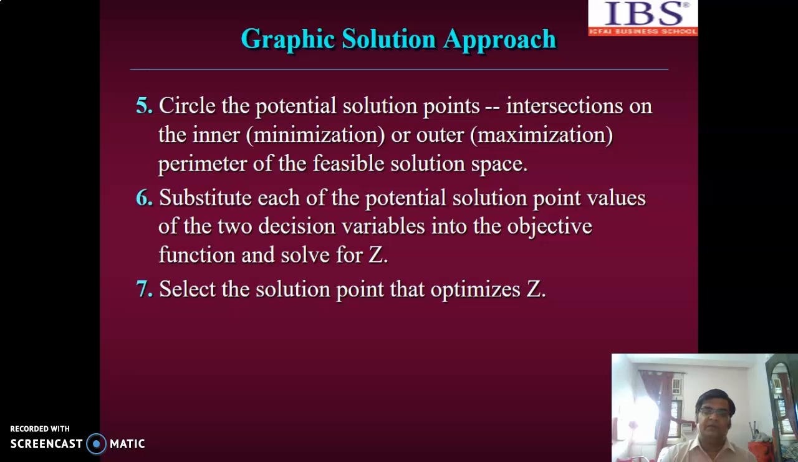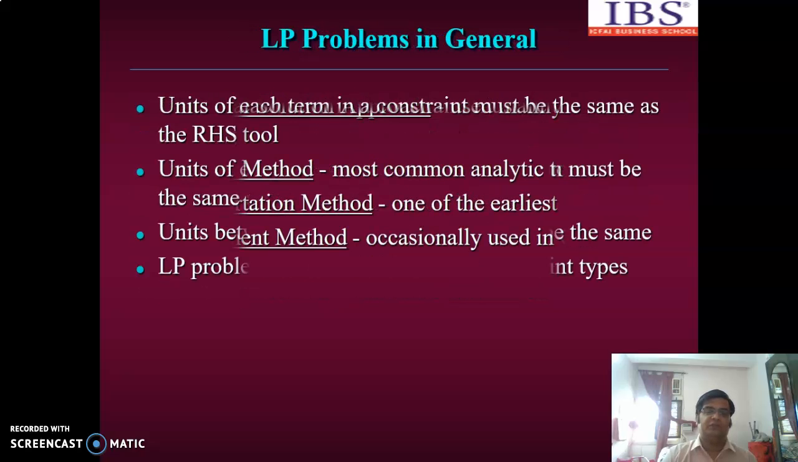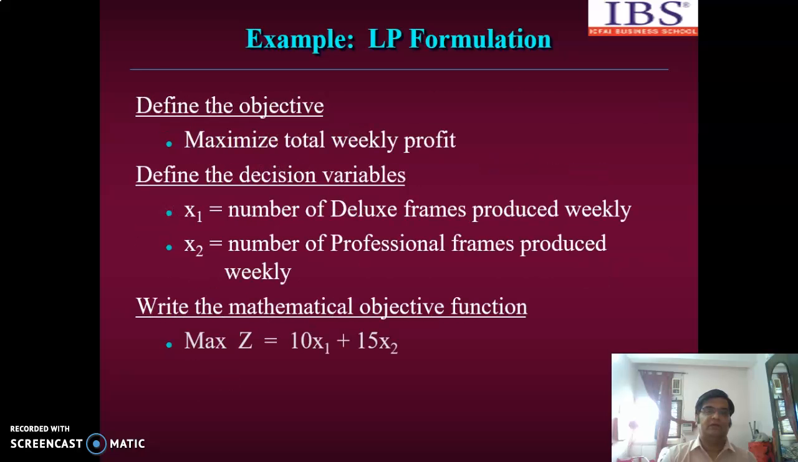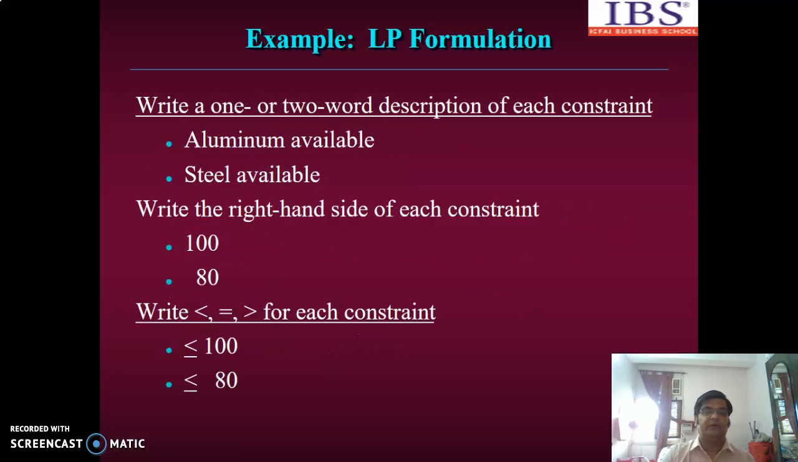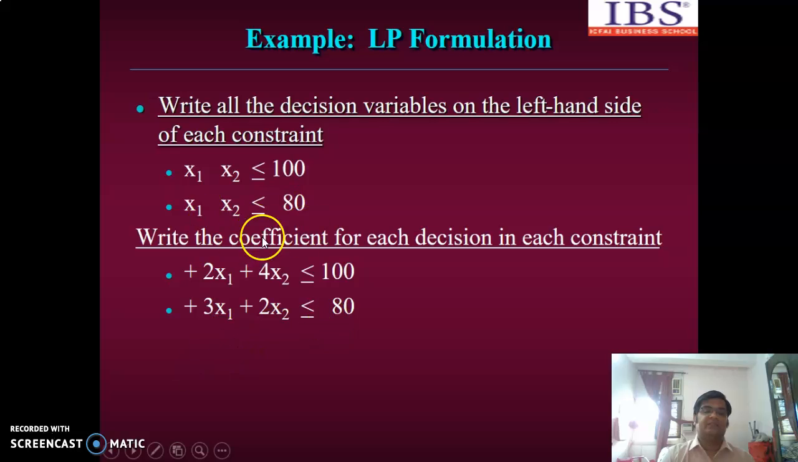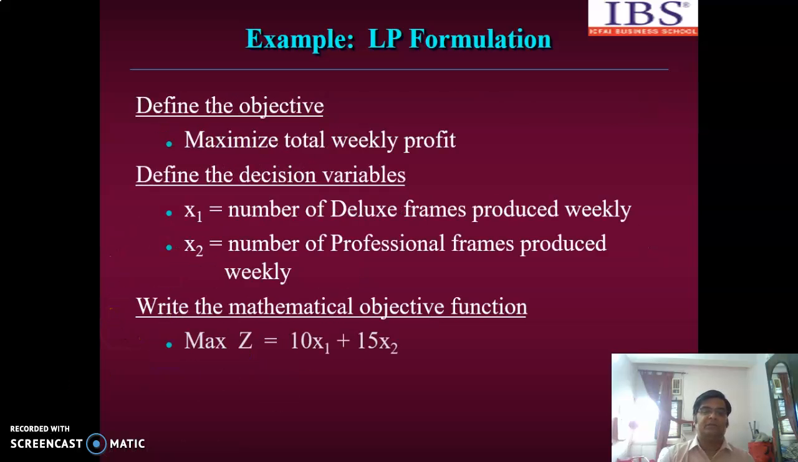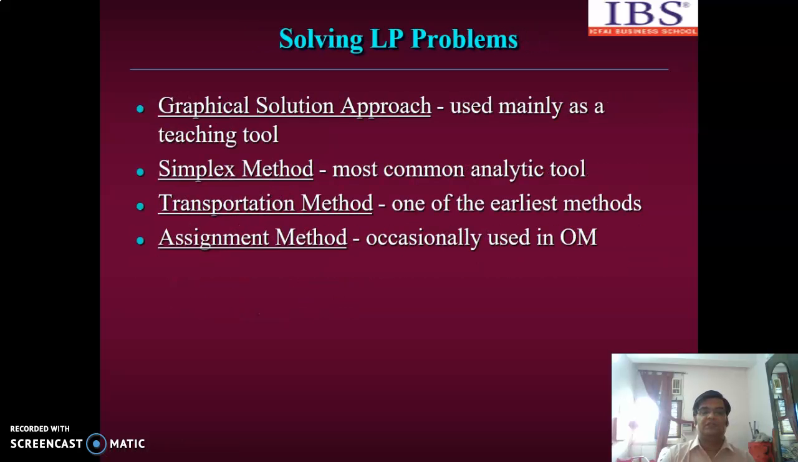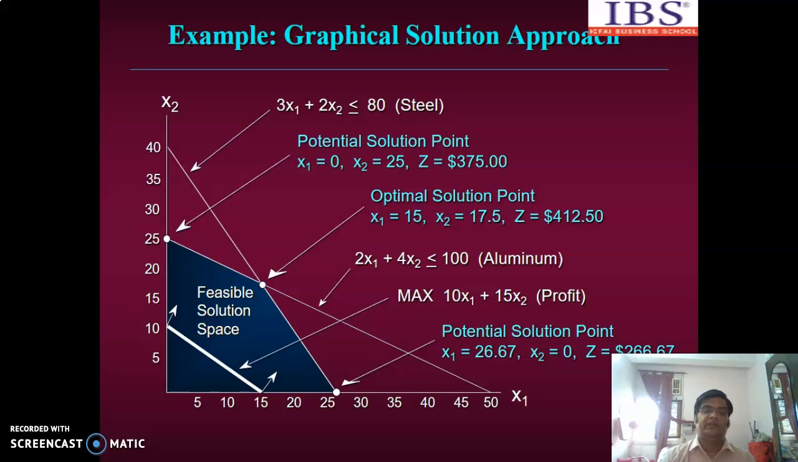In our problem, let me go and see what our equations were. This was our objective function: max z equals 10x1 plus 15x2. Here we have to put the x1, x2 points, and these two are our constraints: 2x1 plus 4x2 less than or equal to 100, and 3x1 plus 2x2 less than or equal to 80. So these are the two constraints and this is the objective function. Now we will plot them in an XY diagram, or what is popularly called a coordinate diagram.